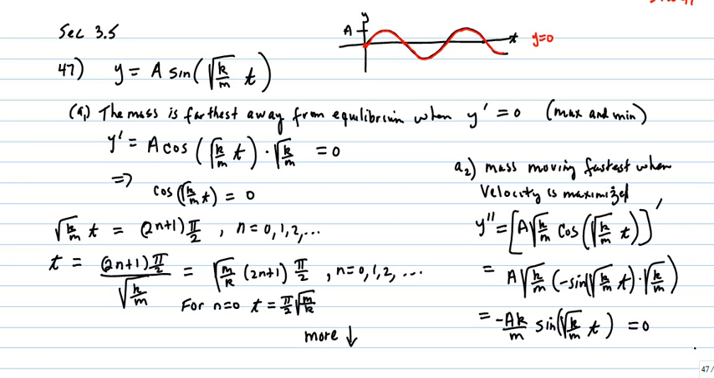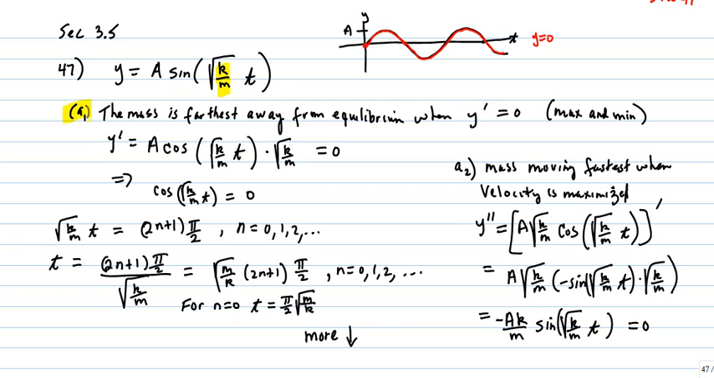This problem is from the book, and has to do with a spring and a mass attached to that spring. K is the constant for the spring. M is the mass. And the motion is governed by this sinusoidal wave, in this case the sine curve.